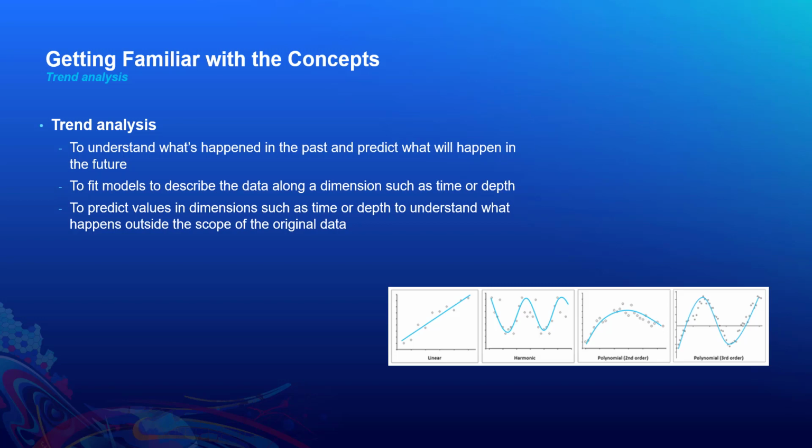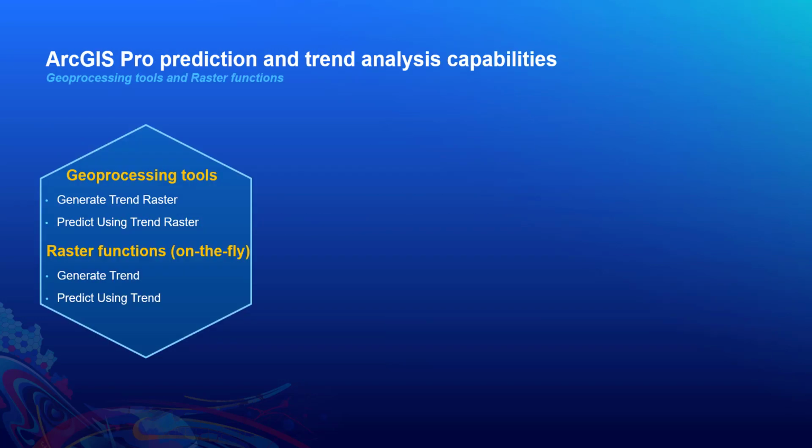Once we have some multidimensional raster, we can use trend analysis to understand what has happened in the past and predict what will happen in the future. In trend analysis, we fit models, such as the ones here, to describe the data along a dimension, such as time or depth. We can then predict values in those dimensions to understand what happened outside of the scope of the original data.